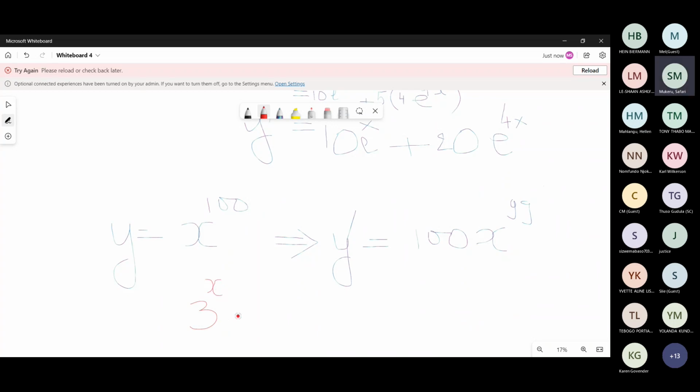Here I don't have the form. This is not the same thing as x power something. The formula we have is x power n, which gives n x power n minus 1. If I have 3 power x or n power x, the variable is on top. I can't do anything here. I don't know how to apply this formula here. It cannot be applied to this quantity.